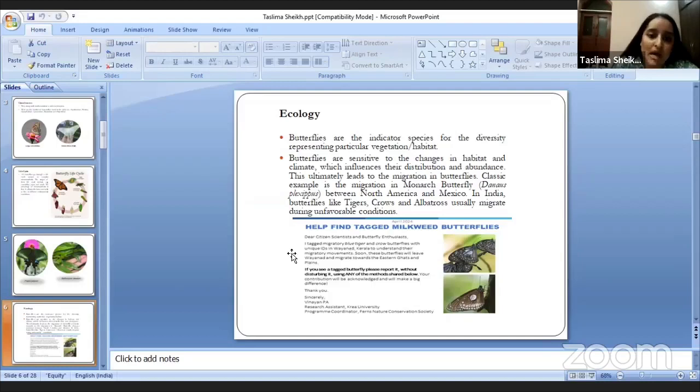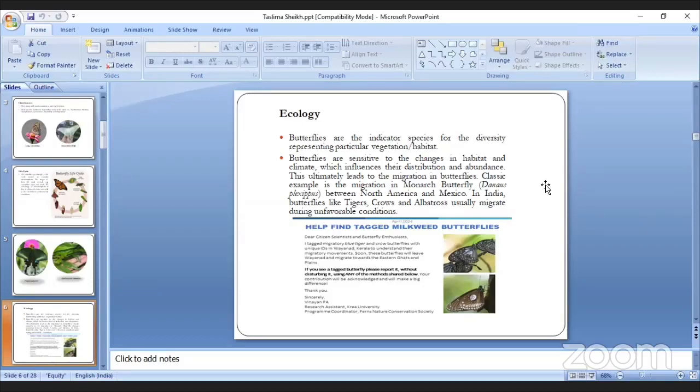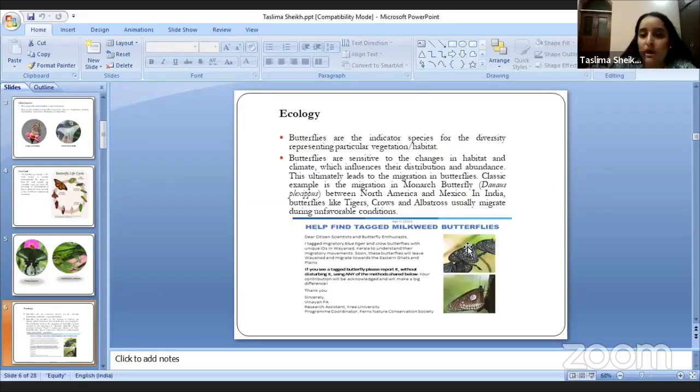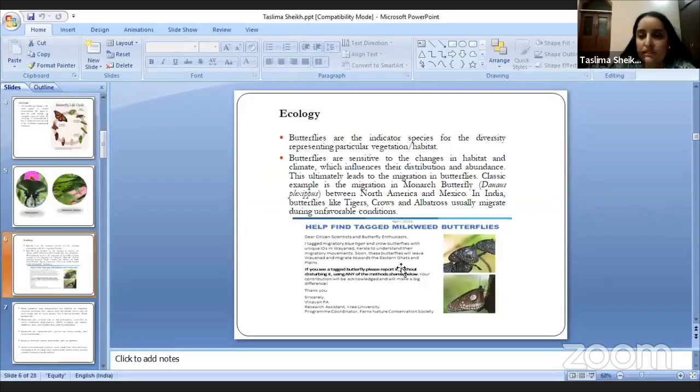I am showing this because I would also like to study such things in future for the Union Territory of Jammu and Kashmir regarding the migratory behavior of many butterflies, because we have varied climates here and harsh winters, and we cannot see those butterflies in harsh winters in snowy areas. So we also want to study butterfly migratory behavior with such tagging.